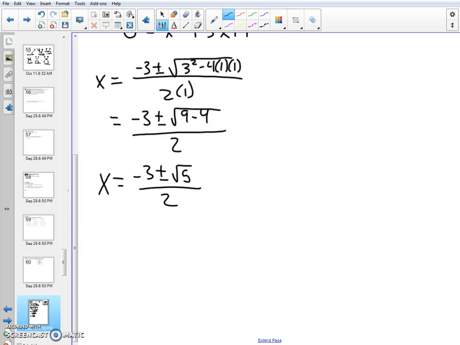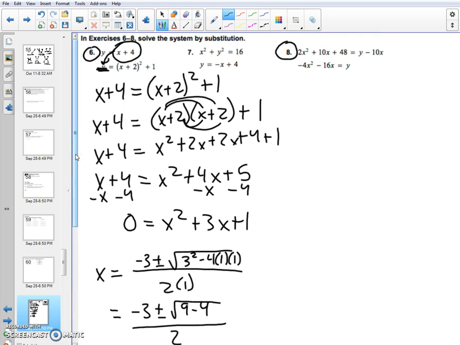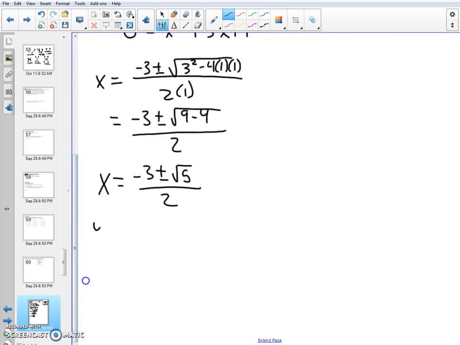So what I want to do now, I want to find the y coordinates. So if you look way back up, we originally had y equals x plus 4. And I now know what x is, so I can substitute in what I know x is to solve for y. So I'm going to first look at the positive version here.